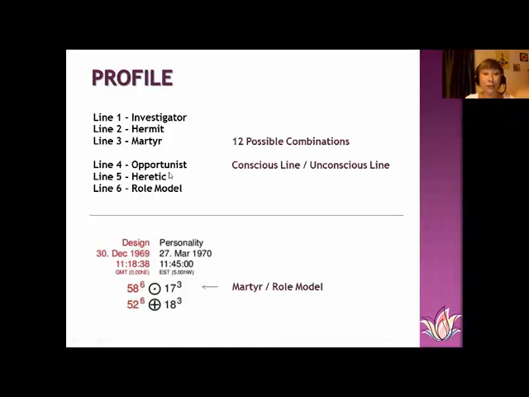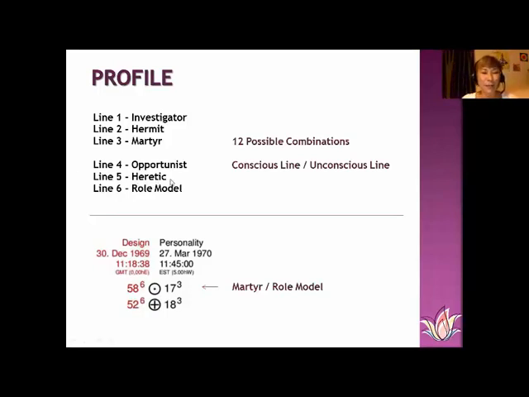Line 4 is known as the opportunist. The opportunist is the one who's concerned about building the foundation of relationships primarily so that they get to experience opportunities through relationship. And you're seeing all this up here, whatever this is, but you get it. 1, 2, 3, opportunities through relationship is 4, that foundation.